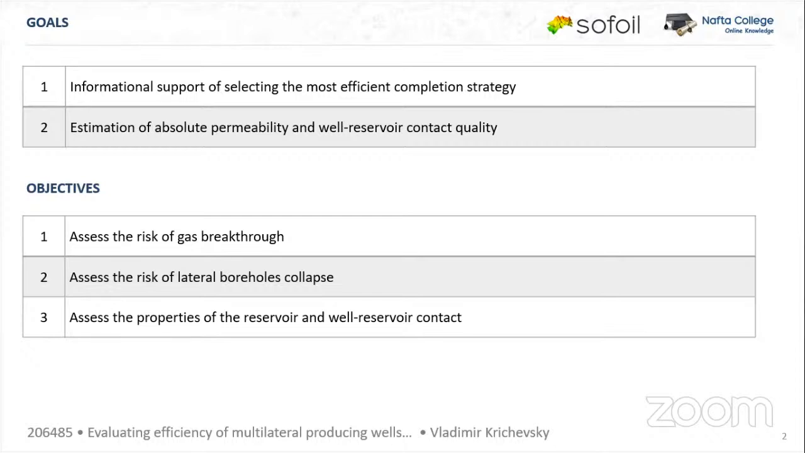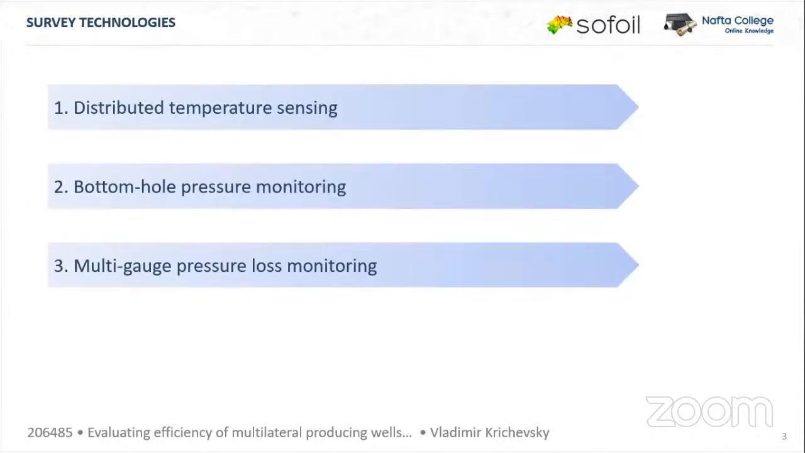So here is what we were trying to do. Now let's see which technologies we had at our disposal. So first, we had a DTS. Each of these wells was equipped with a fiber-optic DTS cable, which was placed in the main borehole, and it was actually placed in the full well up to the very toe of it. So we had the possibility to get a temperature profile from the whole wellbore at any moment of time.